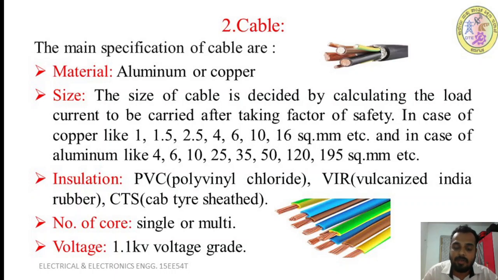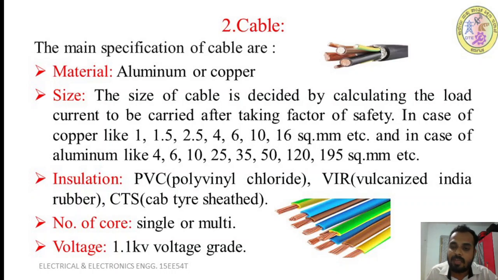Next, insulation. We have different types of insulations like PVC, VIR and CTS. Normally we use PVC, that is polyvinyl chloride insulated cable. Next, number of cores. Here you can use single core cable or multi-core cables. And next, voltage grade. Normally the voltage grade of the cables is 1.1 kV.